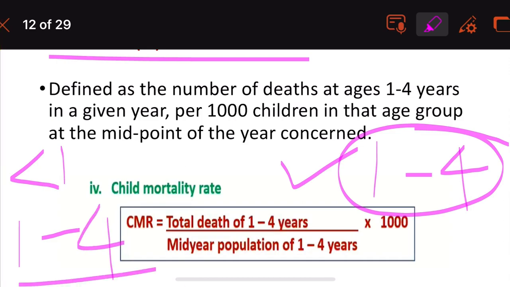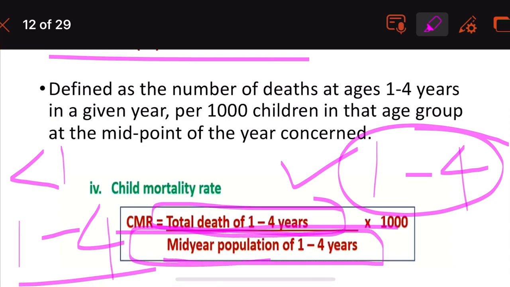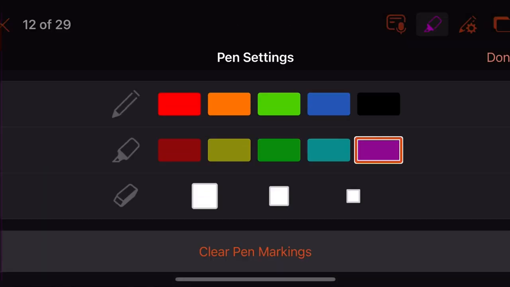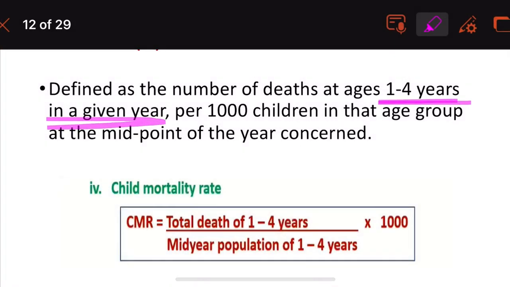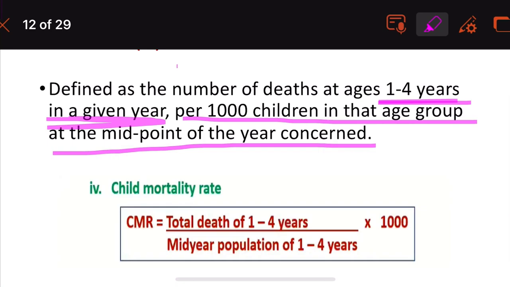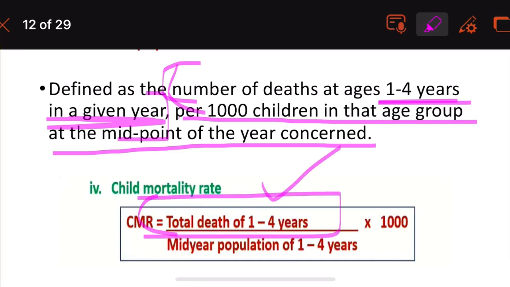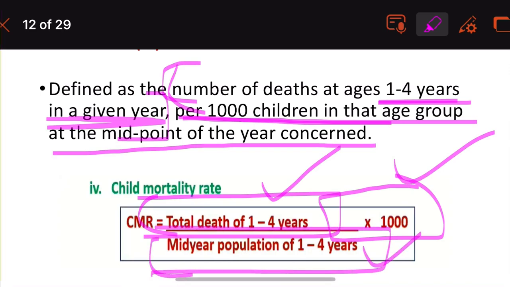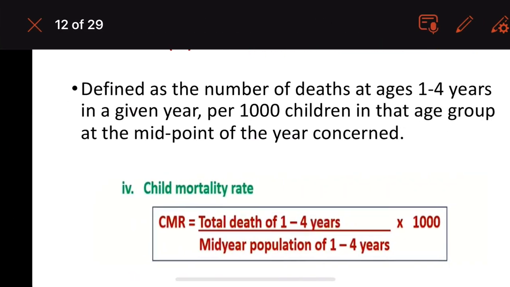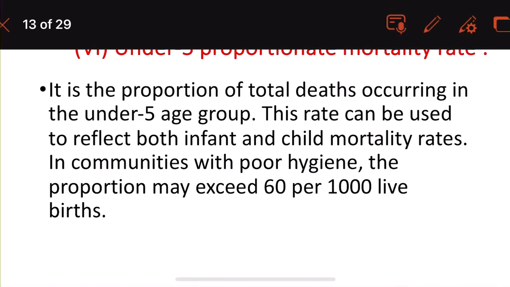It is the number of deaths, that is the total deaths of 1 to 4 years children, divided by the mid-year population of 1 to 4 years, expressed in the form of 1000. So it is the number of deaths at the age of 1 to 4 years in a given year per 1000 children in that age group at the midpoint of the year concerned. So same thing guys, the number of deaths of ages 1 to 4 years in a given year. Cool. This is done. Per 1000 children of that age group in the mid-year population of 1 to 4 years. Clear.